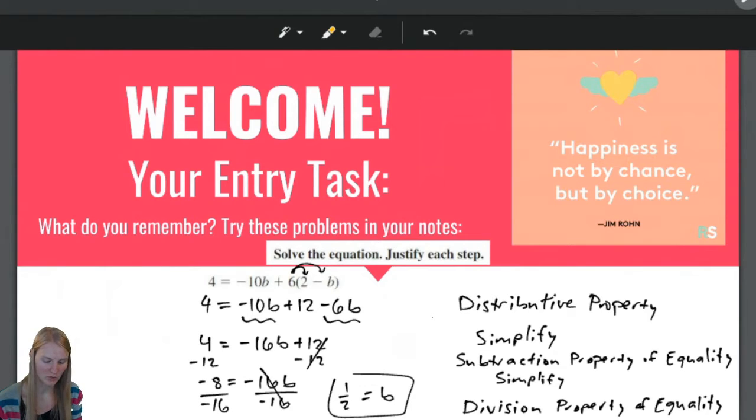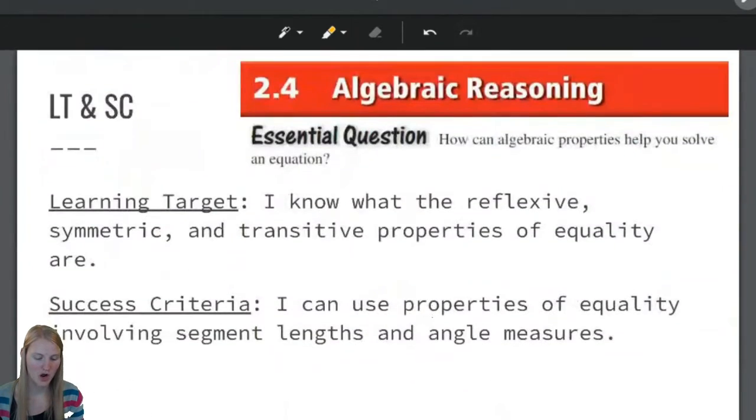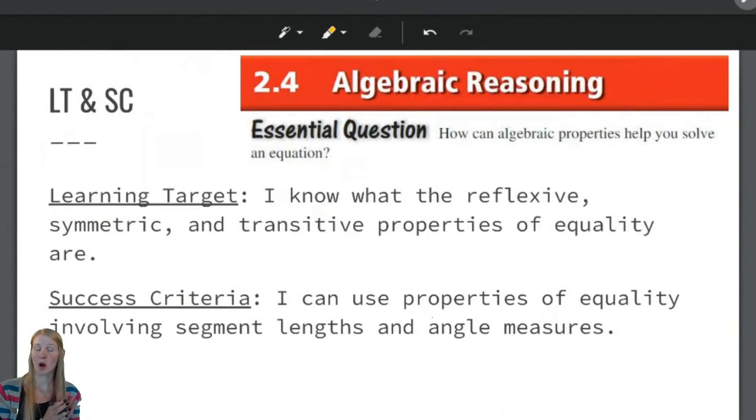So cool, look at that. We solved over here, we justified our steps over here. Beautiful. Beautiful. Alright, let's move on to the second part of chapter 2.4.